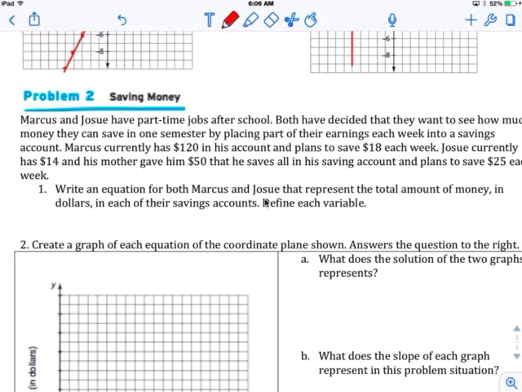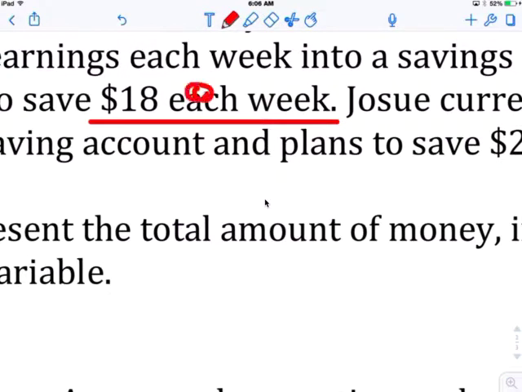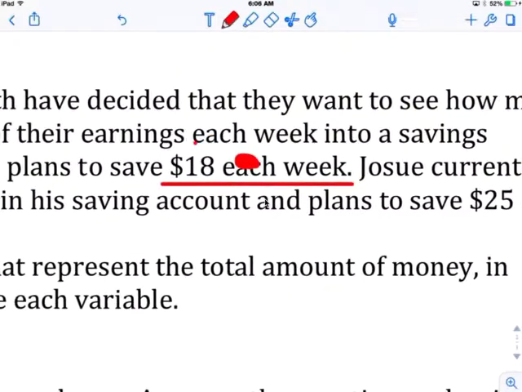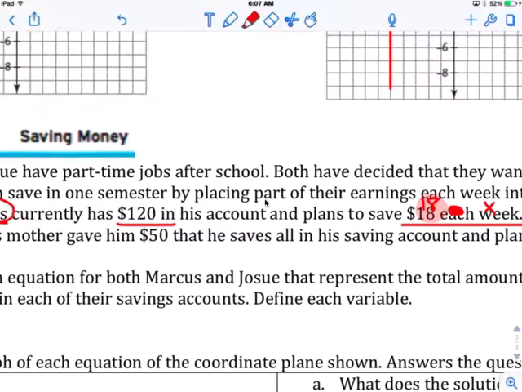Marcus has this much in his savings account and plans to save $18 each week. Once there is the word "each," we put times, and it's no longer point-slope. It's now 18x. This is called the rate of change, so that's the slope, and now this is the y-intercept. That's the y-intercept, plus.